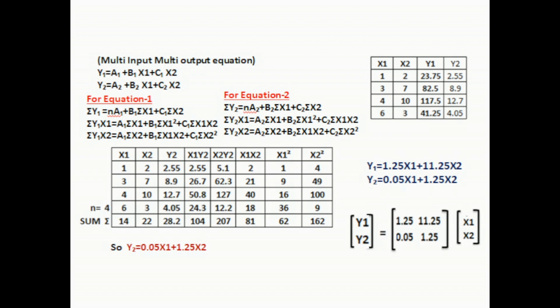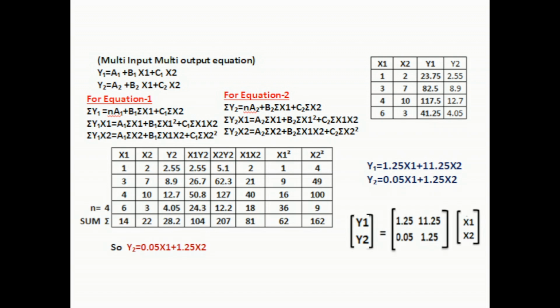See the table. Number of samples equal to 4. Sum of x1 is equal to 14. Sum of x2 is equal to 22. Sum of y2 is equal to 28.2. Sum of x1 y2 is 104. Sum of x2 y2 is 207. Sum of x1 x2 is 81. Sum of x1 squared is 62. Sum of x2 squared is 162. From this table, we can find the y2 equation as we did in the earlier slide.